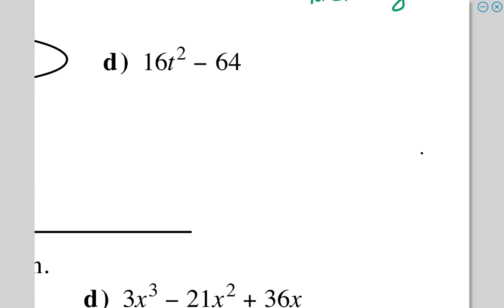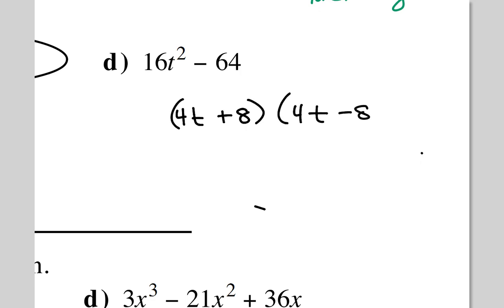Over here, 16t squared minus 64, it's going to be 4t plus 8 and then the other one will be 4t minus 8. So what's the problem? What do you notice about 4 and 8? They have something in common, don't they? They have a factor in common. So what could I divide out of the first term? 4. And what about the second term?